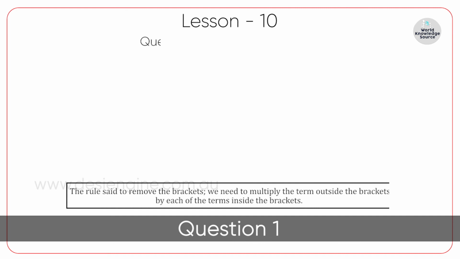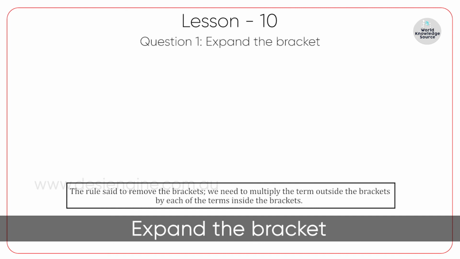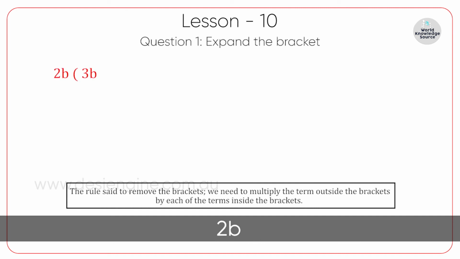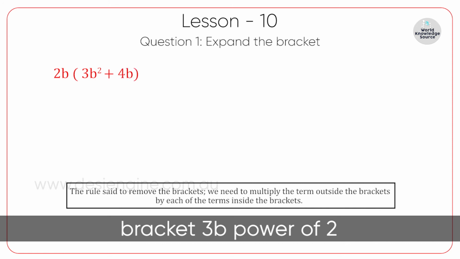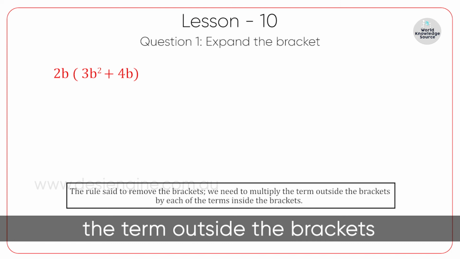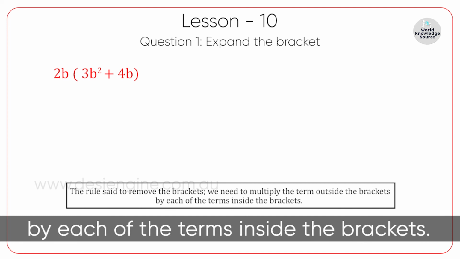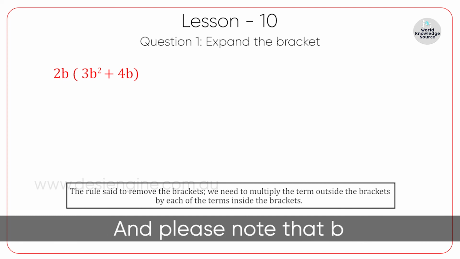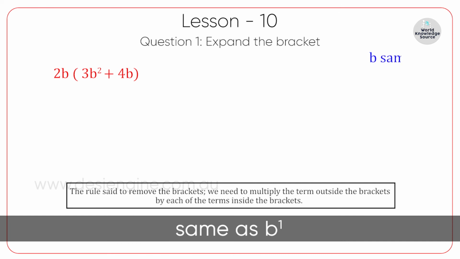Examples. Question 1. Expand the bracket. 2b, bracket 3b power of 2 plus 4b bracket. We can write this as 2b times bracket 3b power of 2 plus 4b bracket. The rule says, to remove the brackets, we need to multiply the term outside the brackets by each of the terms inside the brackets, and please note that b is the same as b power of 1.